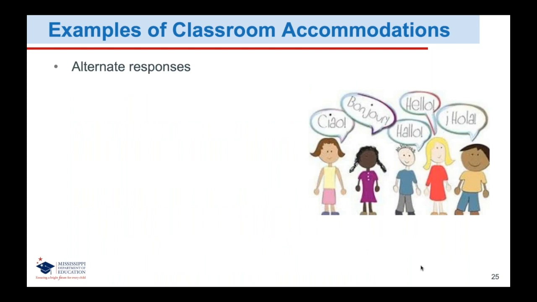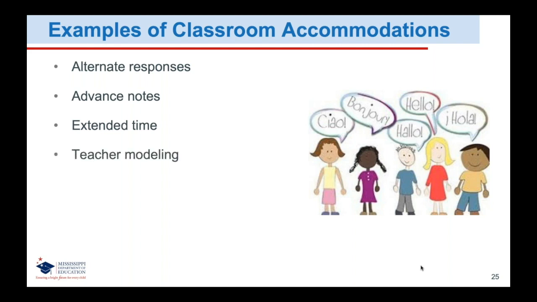Okay, so here are some examples of classroom accommodations. Alternate responses, so that's things like using multiple choice instead of a written out sentence response. Same question, same content, just an alternate way of responding. Advanced notes, so that's just going to help students get the gist of the lesson without having to worry about every little vocabulary word that we're stating. Extended time, remember they're thinking in 2 languages, they need a little bit longer time.